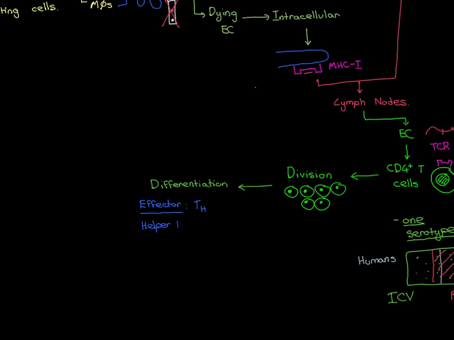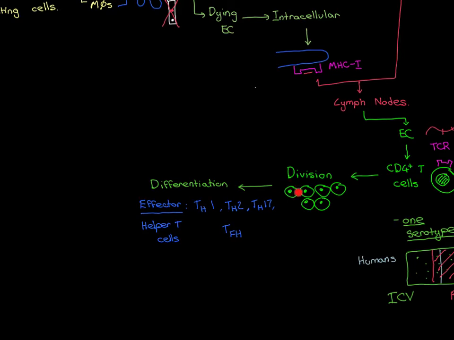So a lot of these cells are now going to differentiate into helper T cells. So there are 4 main different types of helper T cells that they can differentiate into, and these are called T helper 1, T helper 2, T helper 17, and T follicular helper, which is TFH. Okay, so I hope you're following what I'm saying.